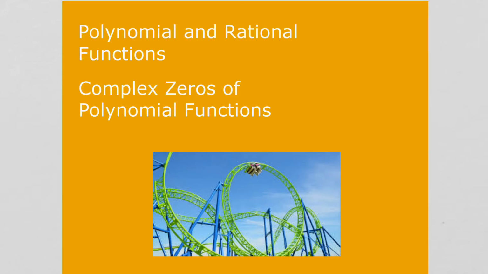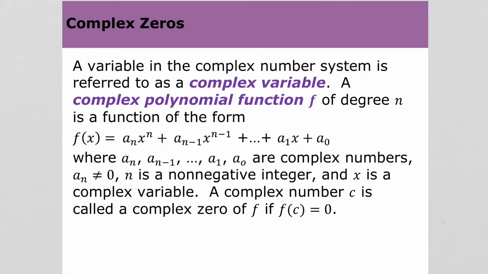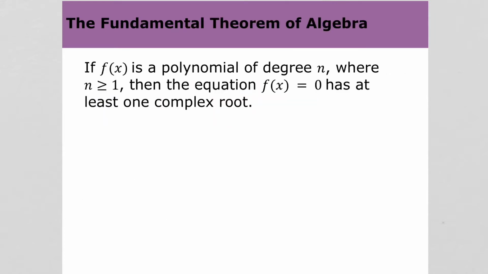Okay, the last section on polynomial functions is on the complex zeros of polynomial functions. We've already talked about complex numbers, but the complex zeros will have an i in them. The fundamental theorem of algebra says that every polynomial has to have at least one complex root. You may not have any real roots, but you have to have at least one complex root.